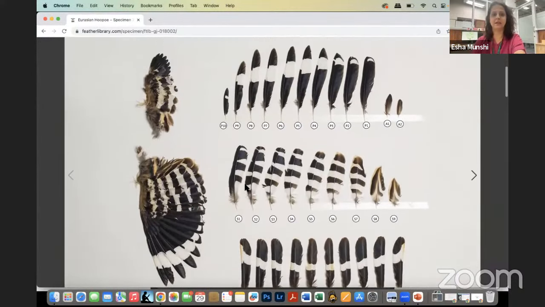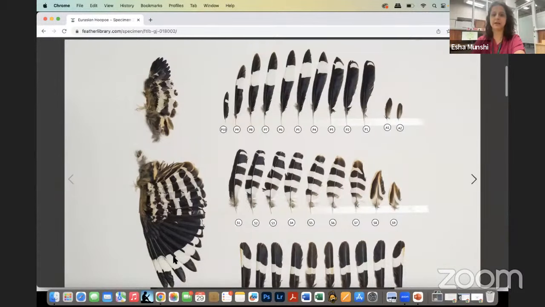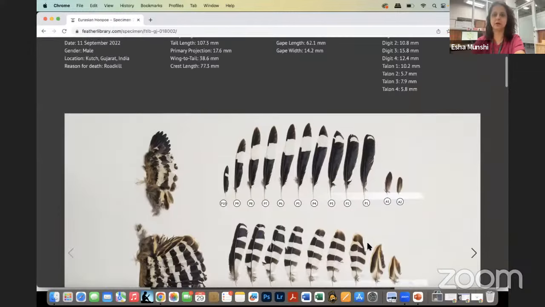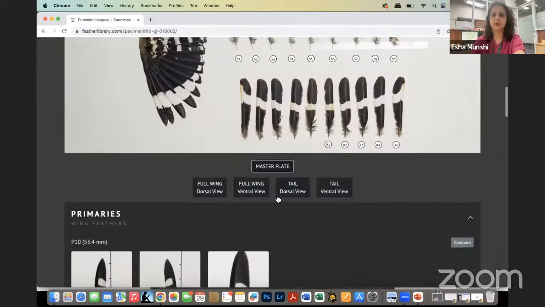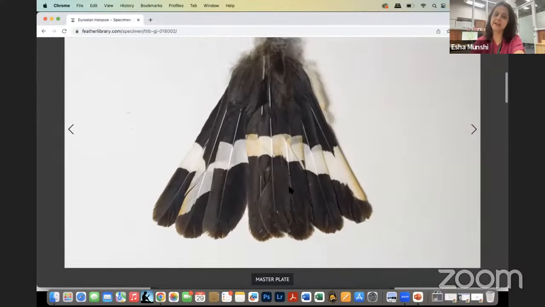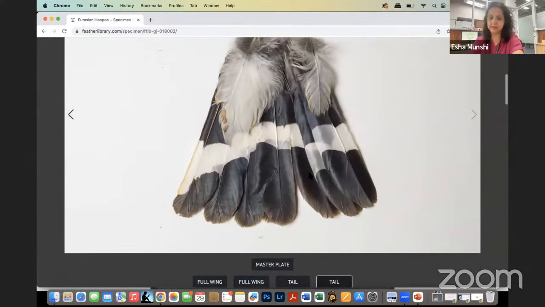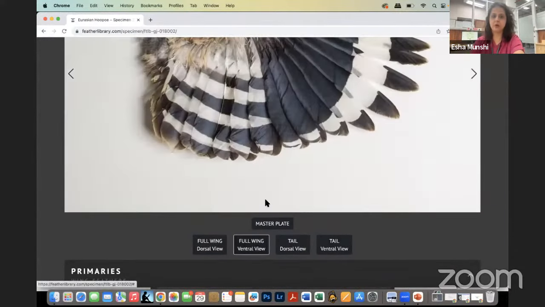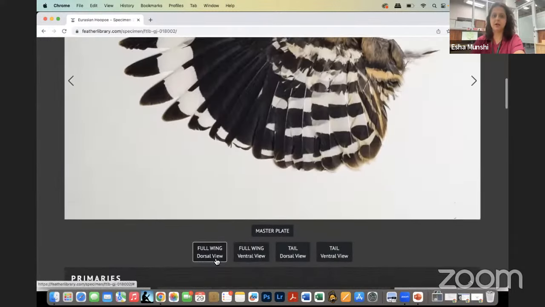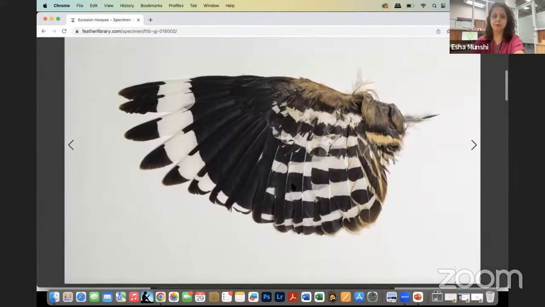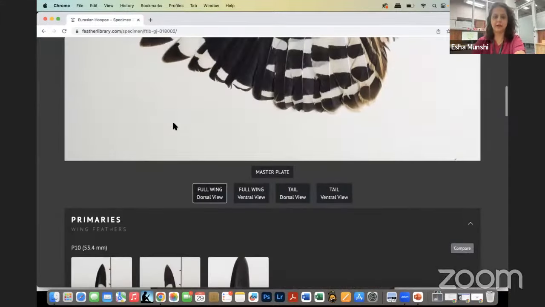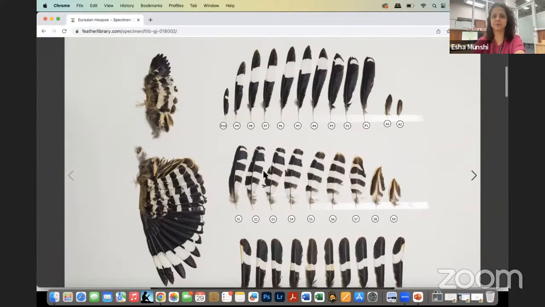And then a plate is created like that, with one wing intact and one wing dismantled and the tail dismantled. But before doing that, we also take photos of the fan tail to see how the pattern overlaps when the tail is intact, and how the full wing is. You can see this has some very beautiful patterns on it. And if you see the master plate, you'll be able to see all the flight feathers at once.